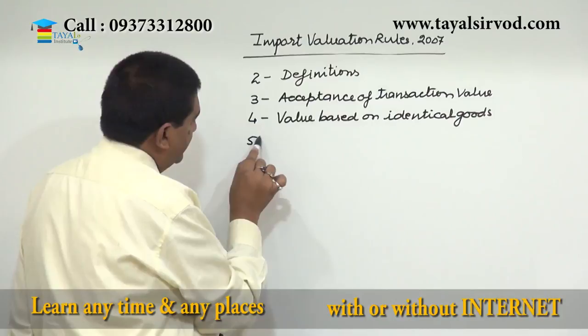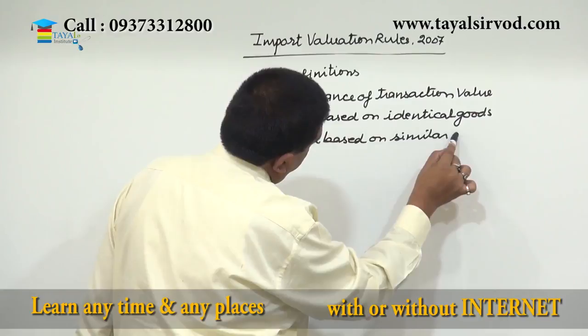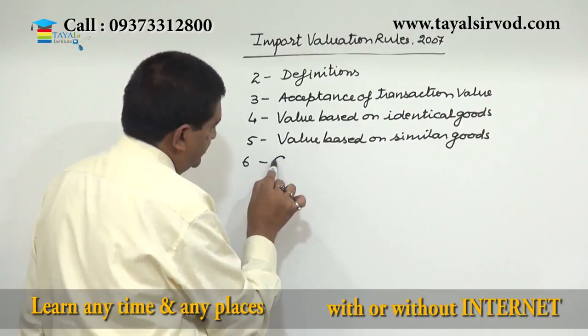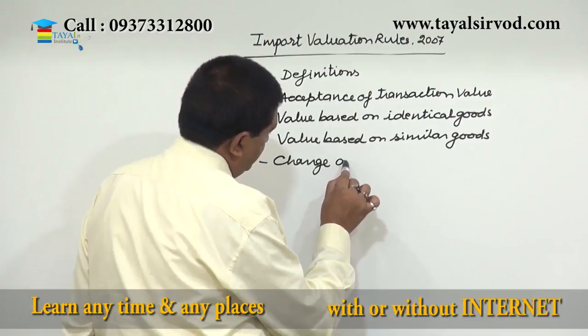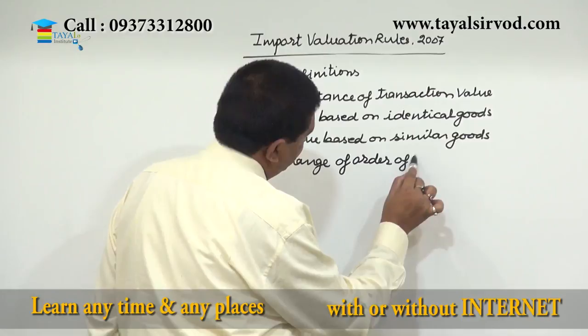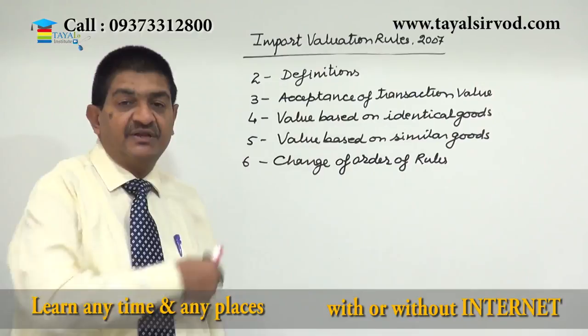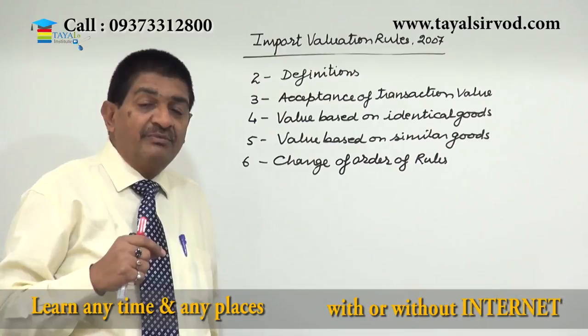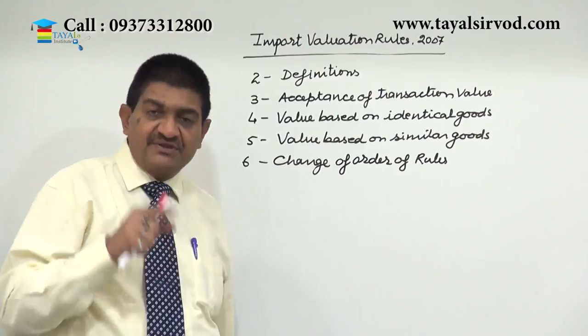Number 5, value based on similar goods. Number 6, change of order of rules. This is important because in Rule number 3 itself it has been said that if the transaction value is not acceptable for some reason, then all the rules should be applied in a sequence. Right. So if the value is not there in Rule 3, then go to 4, and if it is not in 4, then only you can go to 5. So that's why Rule 3 says to follow the rules in a sequence. Rule number 6 is an exception that says if this is the case, you can change the sequence.